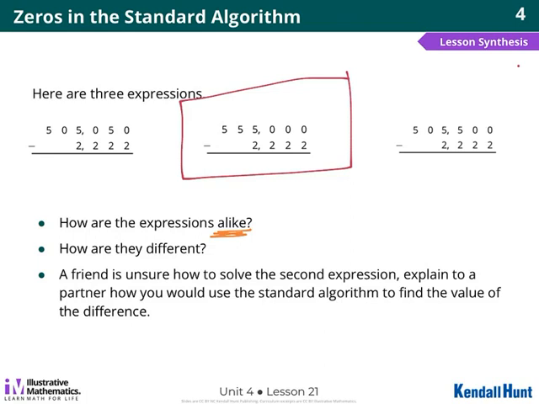Books should be closed. Keston, how would you explain to a friend how to subtract this? Never mind? Okay, you lost it. Okay, Jerica? Decompose the 5 and bring the 1 over to the 0, and then make that a 9, and then bring the 1 over to the other 0. And then just subtract.